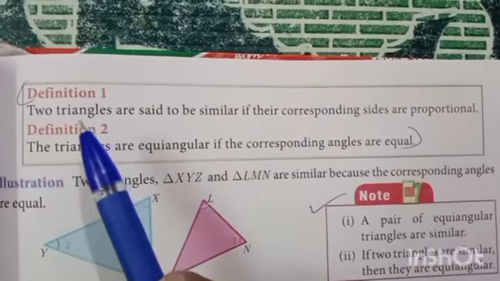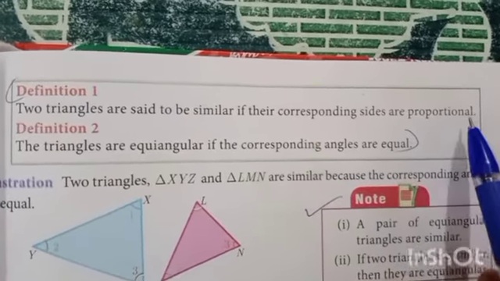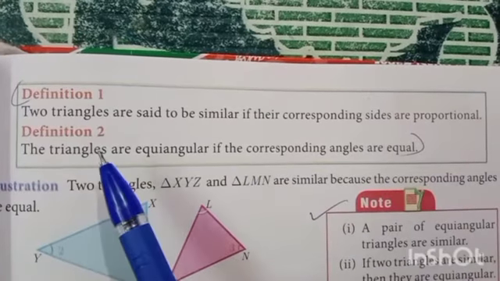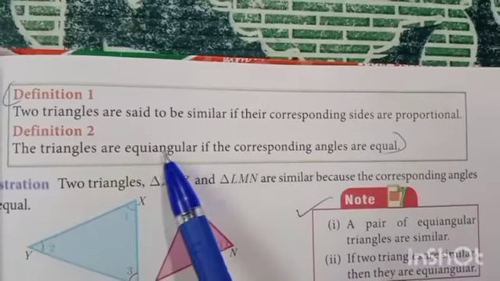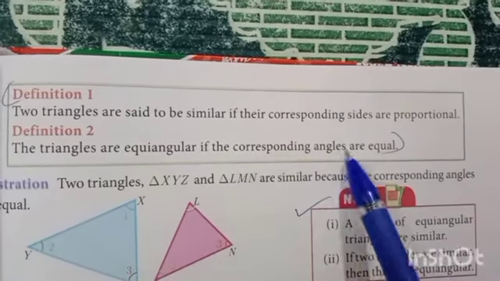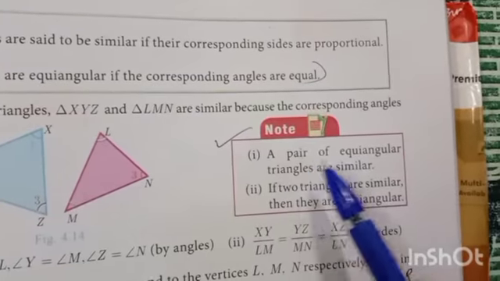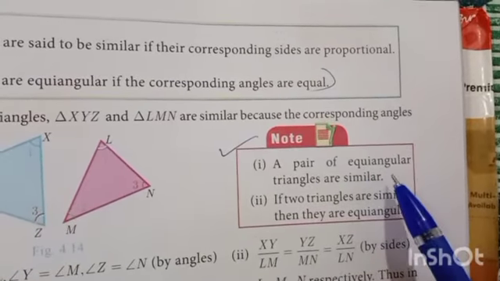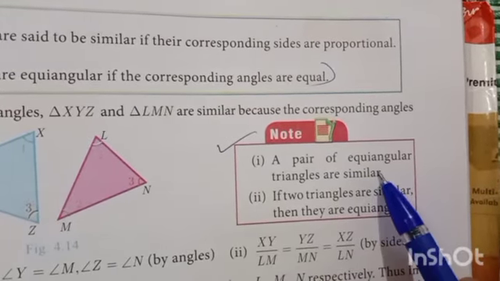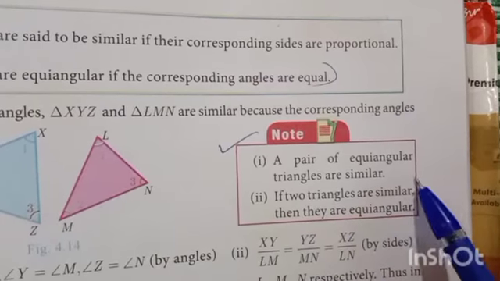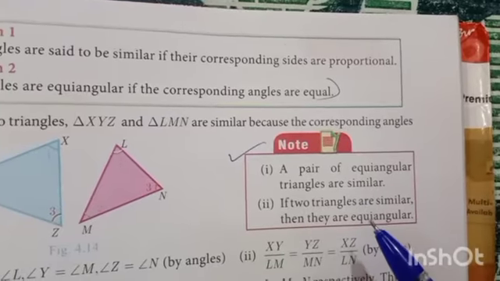Students, listen to some definitions. Two triangles are said to be similar if their corresponding sides are proportional. Triangles are equiangular if their corresponding angles are equal. Note that a pair of equiangular triangles are similar. If two triangles are similar, then they are equiangular. These four points are one-word questions.